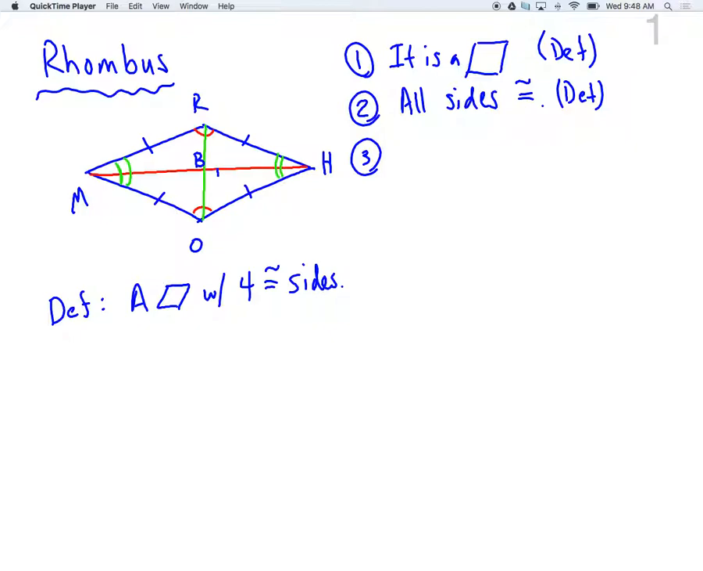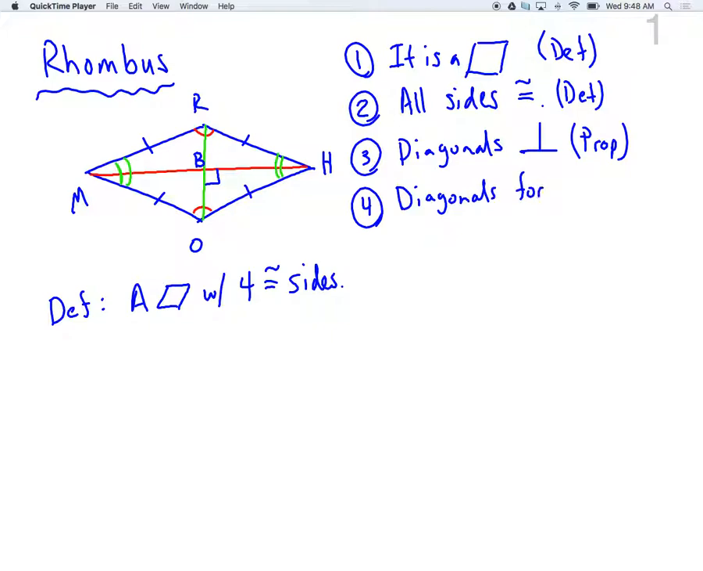Which means that this bad boy is perpendicular. Diagonals are perpendicular. That's a property. And based off of that, diagonals form four congruent right triangles. And notice I didn't bother listing any of the things with parallelograms because that's already implied in step 1. So I didn't say that the diagonals bisect each other. I didn't say that the opposite sides are parallel, et cetera, et cetera.